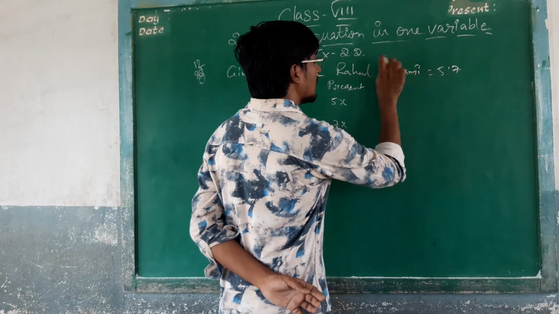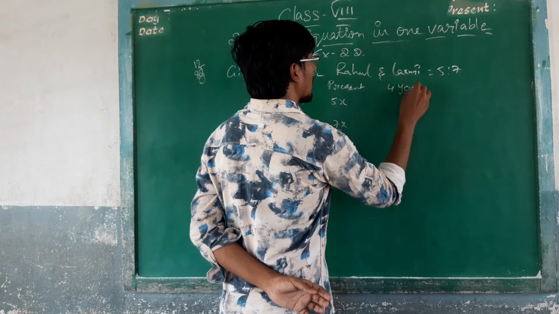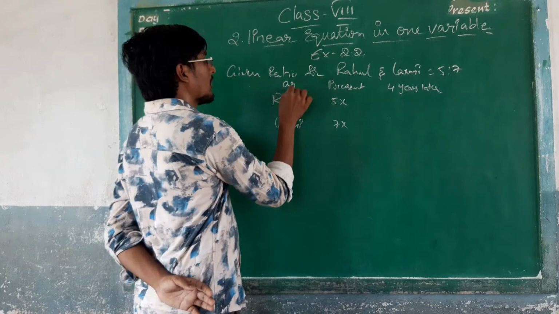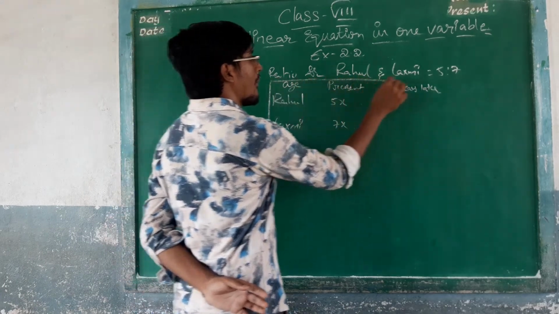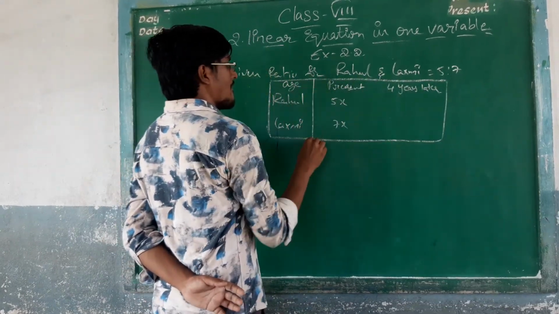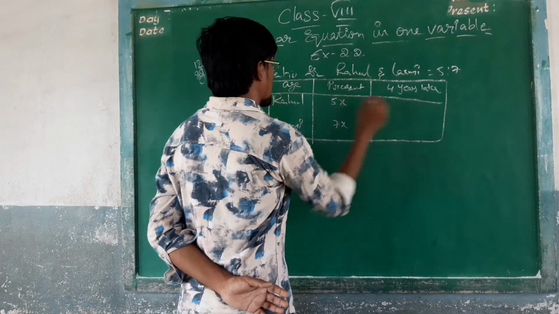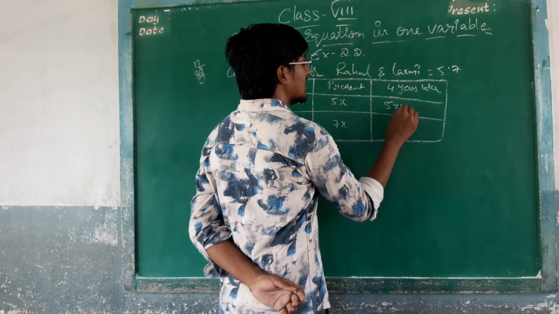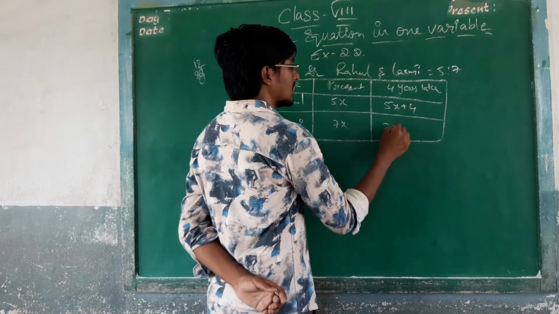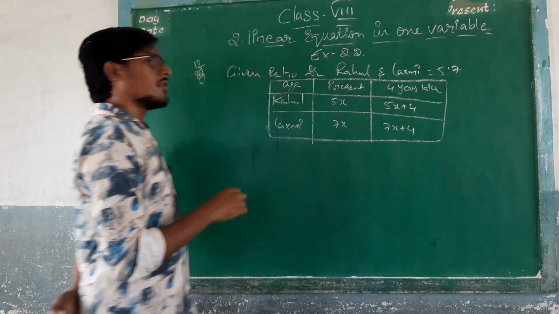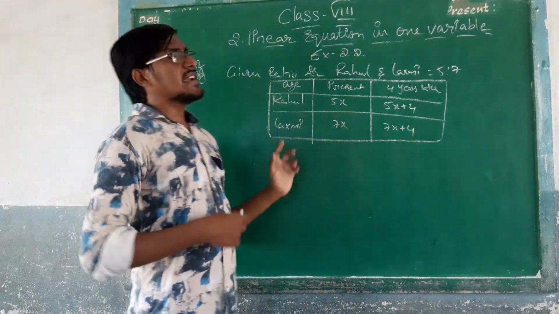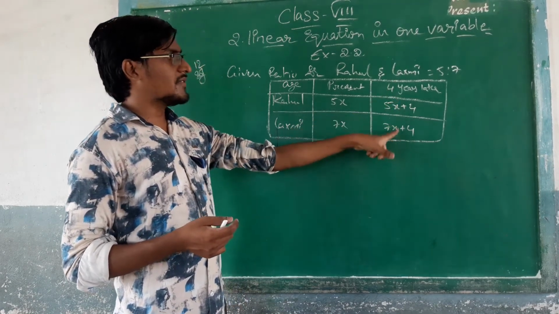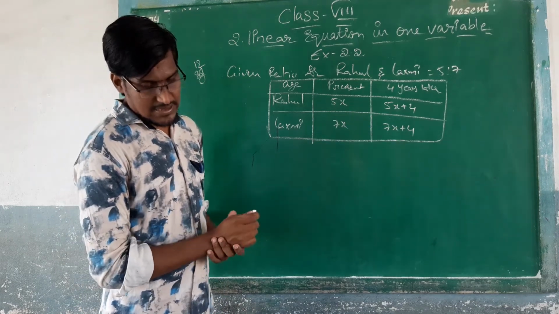After 4 years, what is their age? After 4 years, Rahul's age will become 5x plus 4, and Lakshmi's age is 7x plus 4. So after 4 years, the sum of their ages will be 56 years.